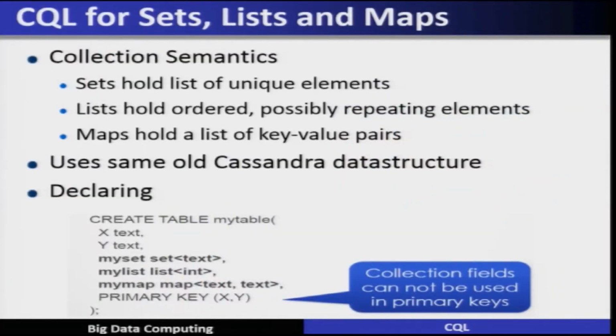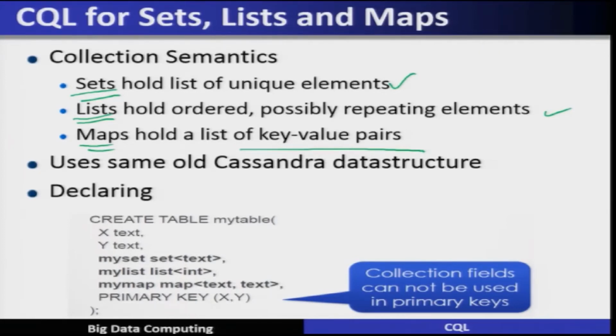Now, CQL also supports sets, lists and maps. They are the collection semantics. A set holds a list of unique elements. A list is an ordered collection, possibly with repeating elements. And a map is a list of key value pairs.